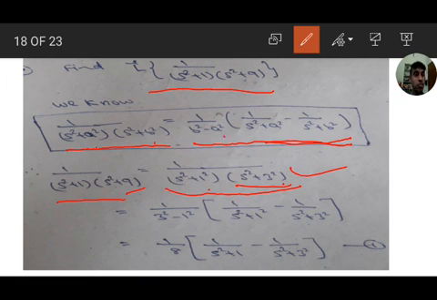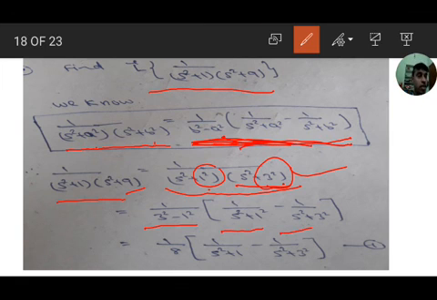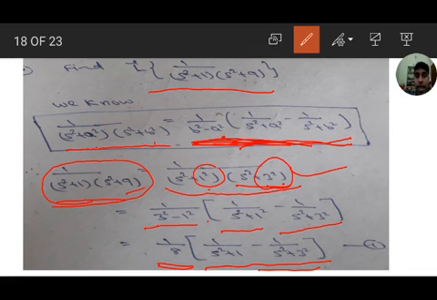Substituting in this one, we get 1 by (3 square minus 1 square), since b square minus a square means 3 square minus 1 square, and the remaining part is the same: 1 by (s square plus 1 square) minus 1 by (s square plus 3 square). So 3 square means 9, and 9 minus 1 is 8, giving 1 by 8 into (1 by (s square plus 1 square) minus 1 by (s square plus 3 square)). Therefore 1 by (s square plus 1)(s square plus 9) can be written as 1 by 8 into (1 by (s square plus 1) minus 1 by (s square plus 3 square)).